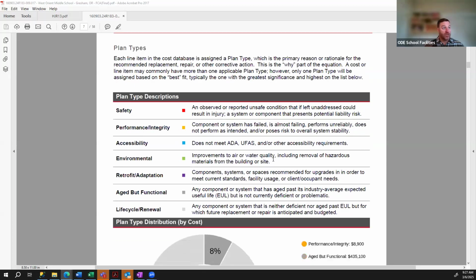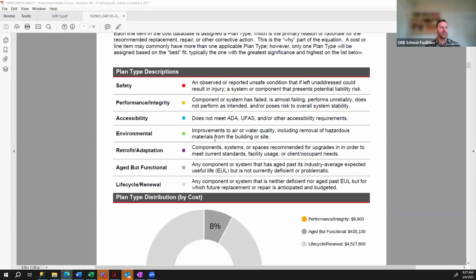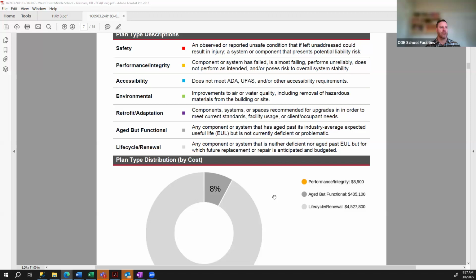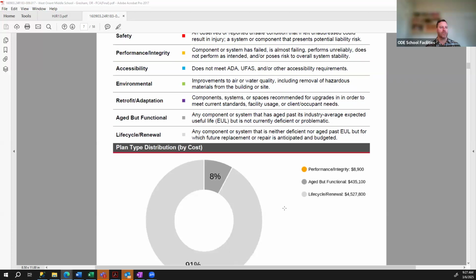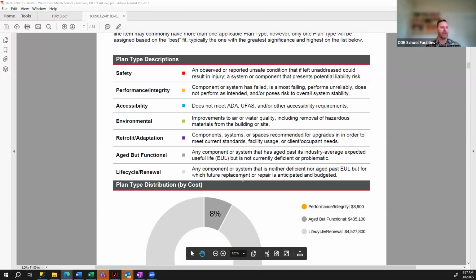All right, then the next section is plan types. Essentially what this is, it's the rationale for recommending replacement or repair or a type of corrective action. So this is essentially telling you why this needs to be replaced. You may see more diversity on here with your buildings. It looks like for this school, they just have aged but functional and life cycle renewal. And that is the majority of what you'll see for these plan types. And there's an explanation here of each one.